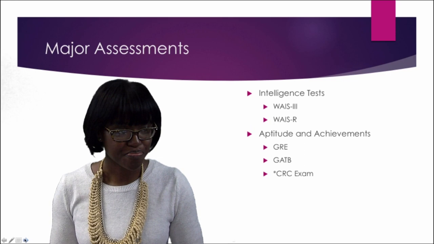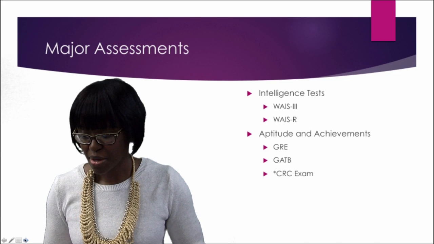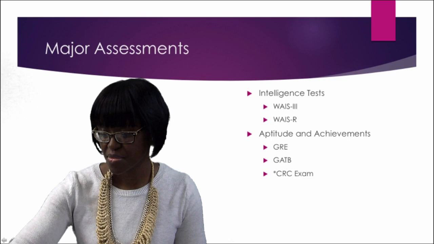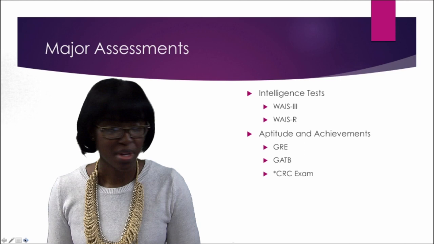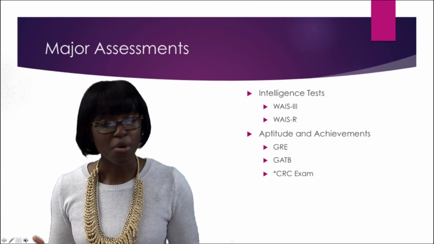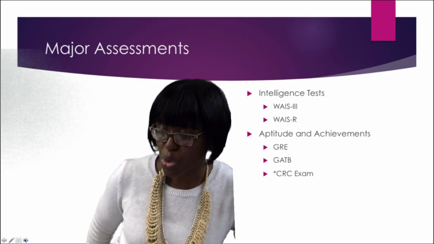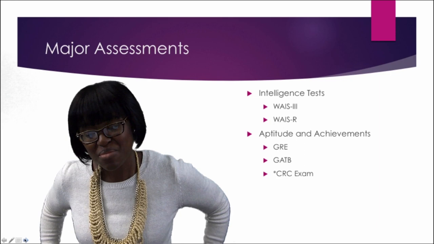So on this slide, we're just going to talk about a couple of intelligence tests and then a couple of achievement and aptitude exams. The first intelligence test we're going to discuss is the WAIS-3, and this was released in 1997. It's very similar to the R in that it reports a full scale, performance and verbal IQ on the same scale, but some items have been modified and changed, and there is some re-standardization with the new norms. There are some changes in the subtests, and scores on the 3 tend to be slightly lower than the scores on the R.